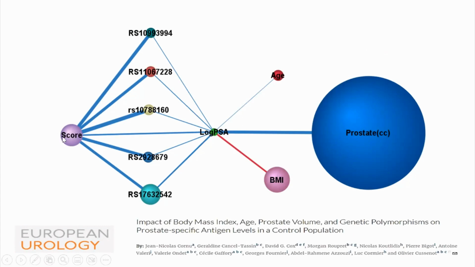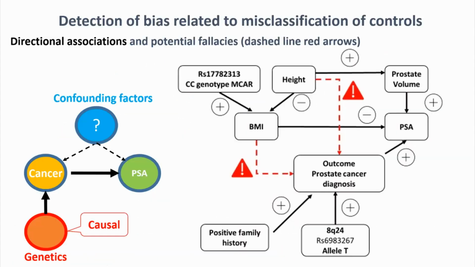And if we introduce other parameters, we see here a genetic score, which is related to the level of prostatic specific antigen. Body mass index can also decrease the level of prostatic specific antigen, and the volume of the prostate increases the level of PSA. So it is possible to construct a diagram, also in order to explore and to define if confounding factors are causal or not causal for cancer.